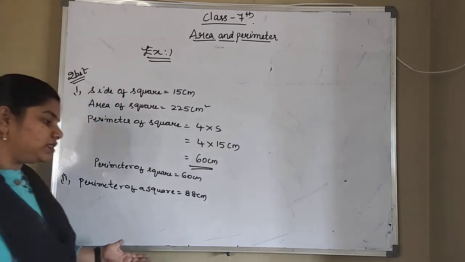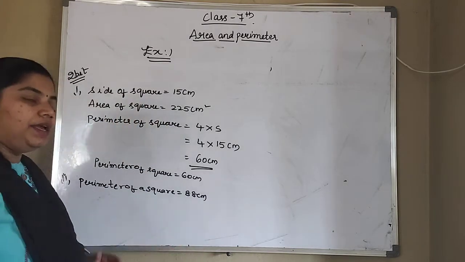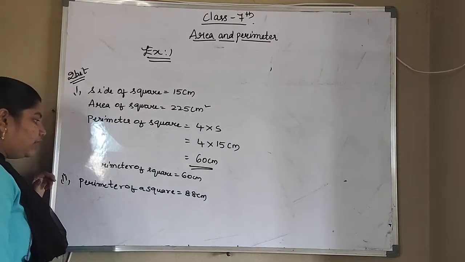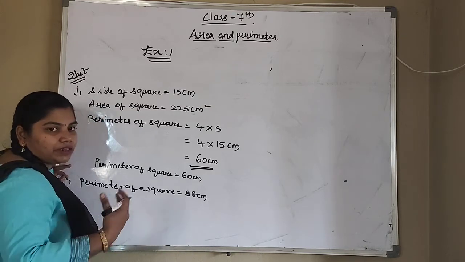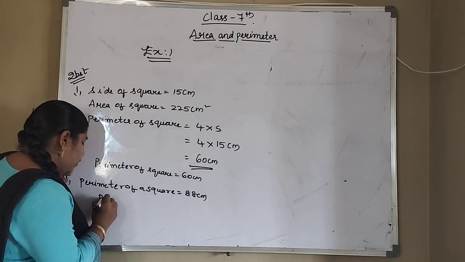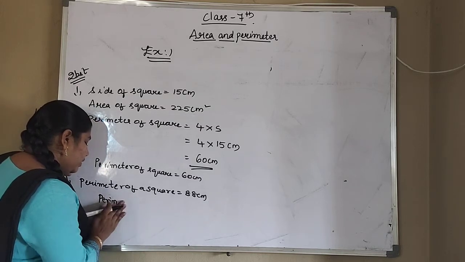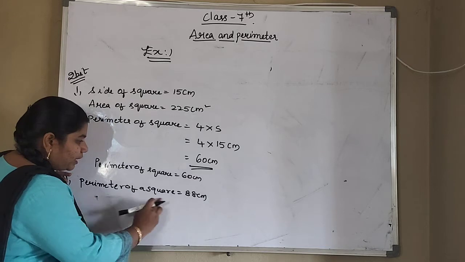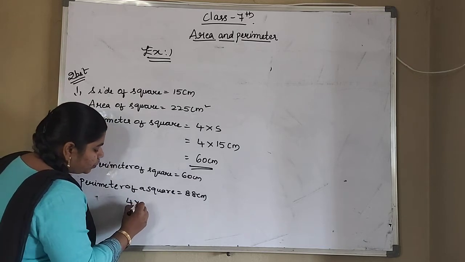So we have to find the side value as well as the area value. First we will find the side value. If you get the side value, you can get the area also. So what is the perimeter of a square formula? Perimeter of a square is 4 into S.